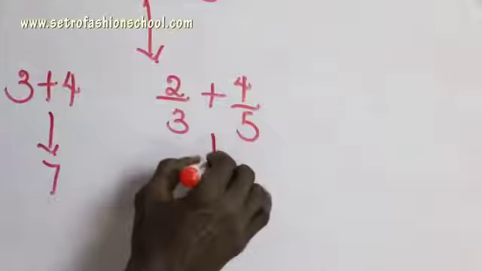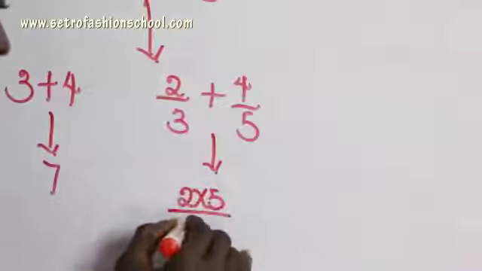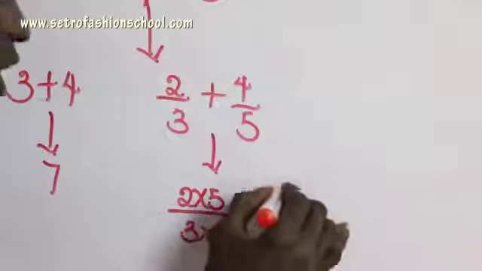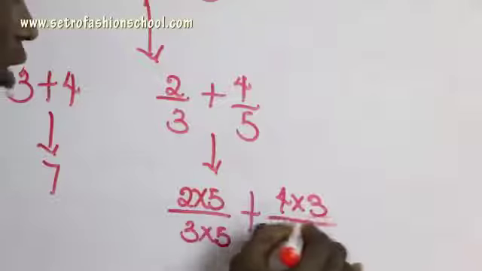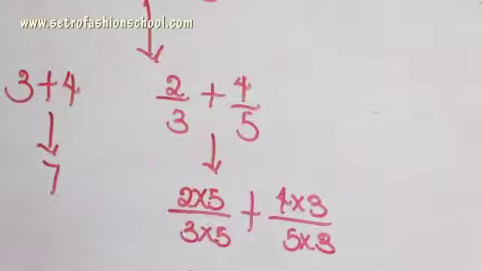Let's see. That will be 2 times 5 all over 3 times 5 plus 4 times 3 all over 5 times 3. What will you see? You will discover that this and this result at the denominator, at the down part of the fraction, will give you the same result. They will surely give you the same result. And that is what we want to do. We want to make sure that both down numbers, denominators, are the same.